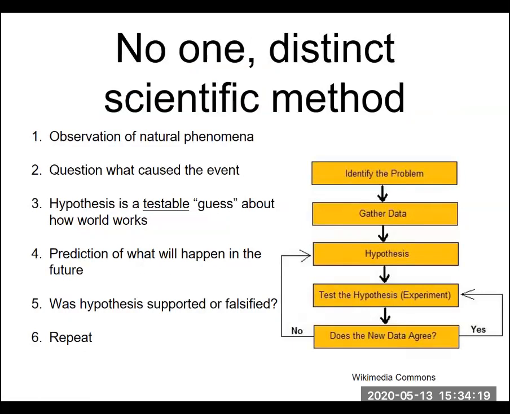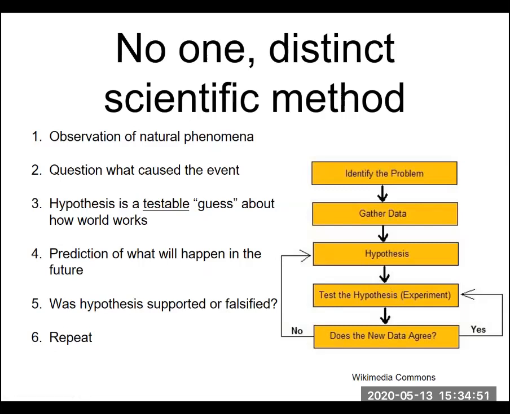And going to there, when we think about the scientific method, if you go into a basic science textbook, they're going to tell you that you've got to identify the problem. You've got to gather the data, generate a hypothesis, test the hypothesis. Does the new data agree? No. Come up with a new hypothesis. Does the new data agree? Yes. Then you test the hypothesis some more. This is a generic kind of scientific method.